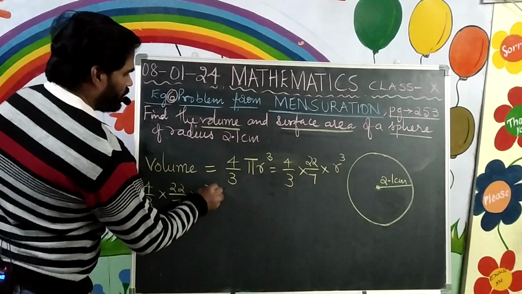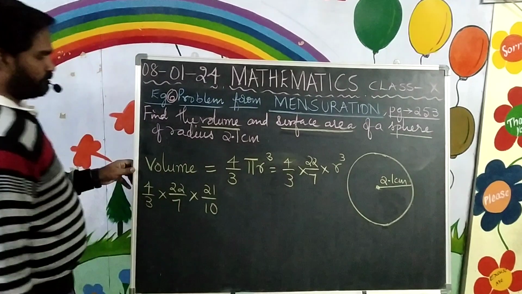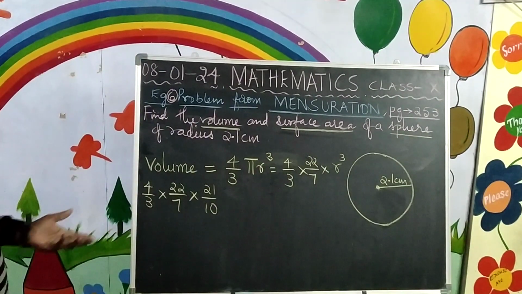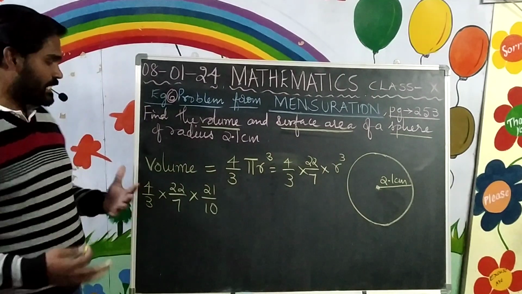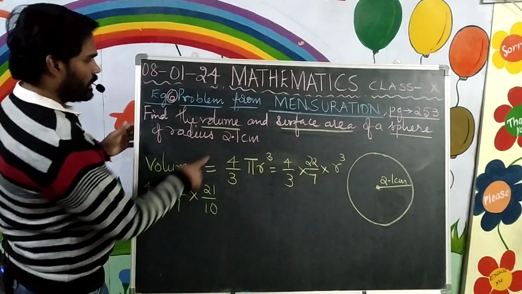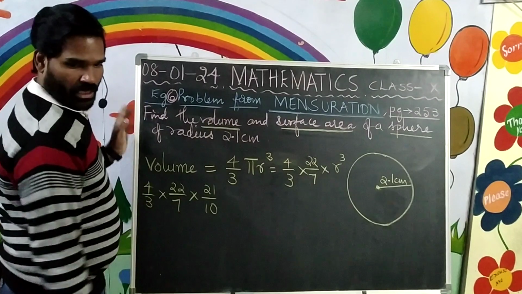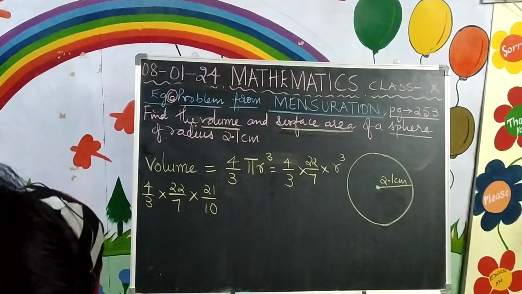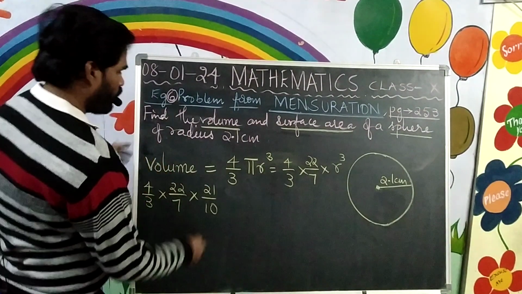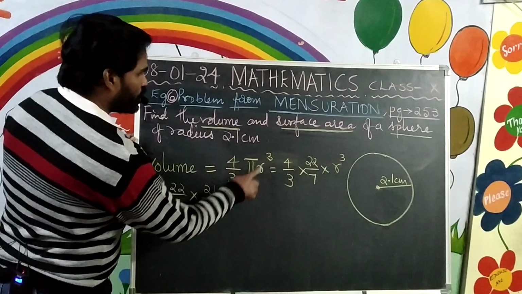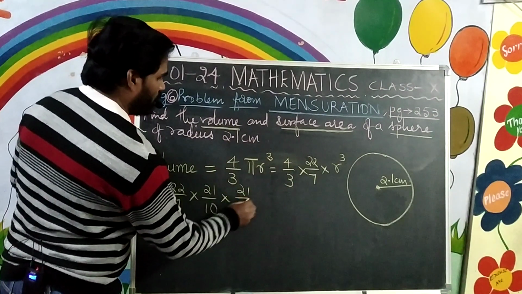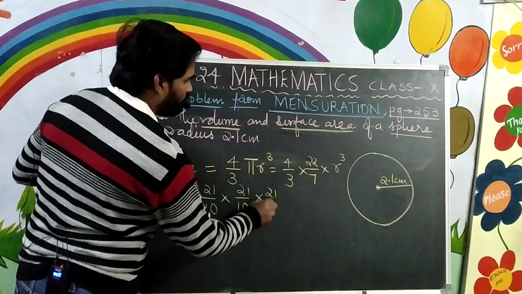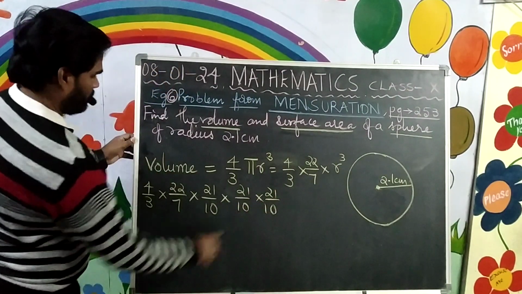We can write this 2.1 as 21 by 10. Why am I writing it as 21 by 10? The reason is it will help us with easy cancellations. The decimal number is converted into a rational number. Okay, so now we are moving forward. Because it is r cube, there is r into r into r, so 21 by 10 into 21 by 10 into 21 by 10, 3 times.